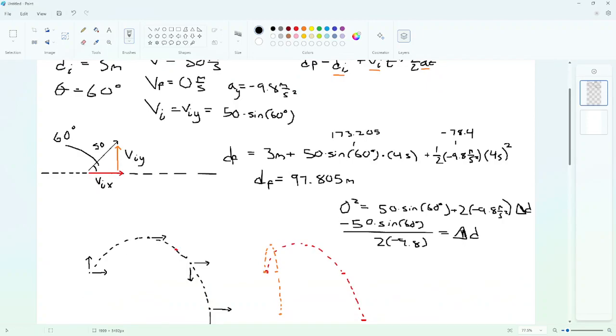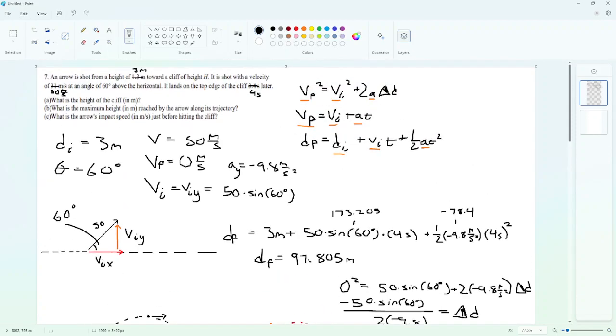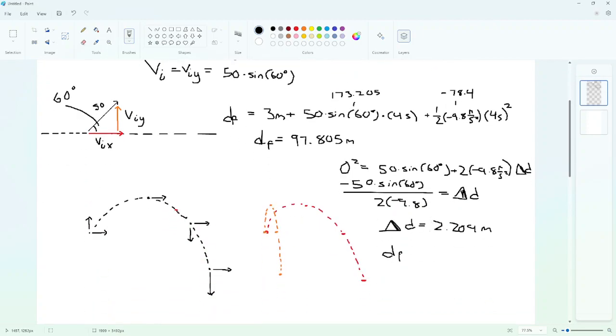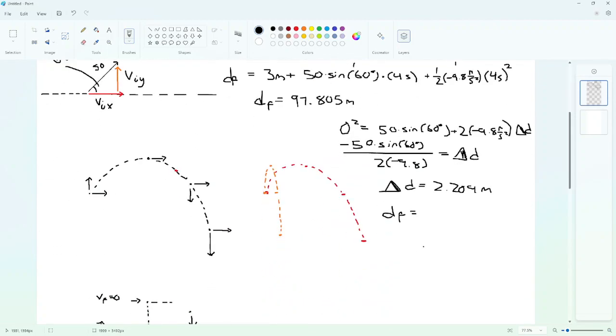And solving for displacement, we get displacement is equal to 2.209 meters. Now this is not our final position, as we started from a height of 3 meters. How can the highest point our arrow reaches be lower than our initial position if we shoot upwards? Our final position will be 3 meters plus 2.209, which is going to be 5.209 meters.